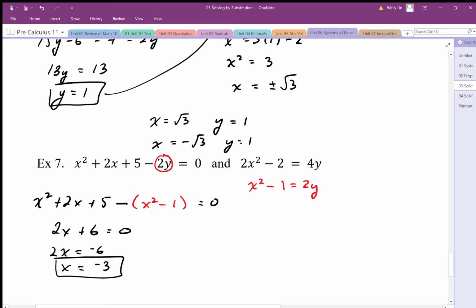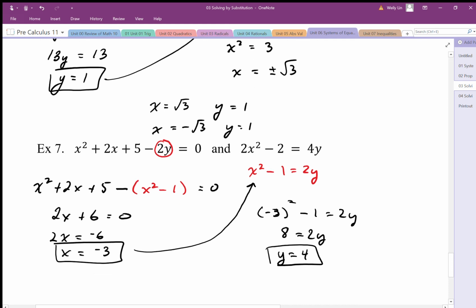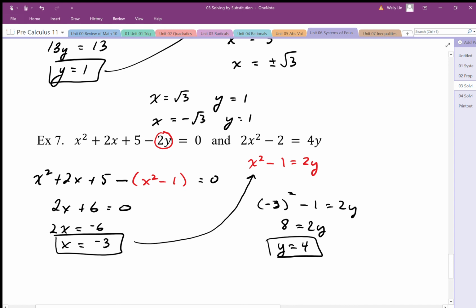Again, make sure that we solve for the y variable as well. And I can do that by plugging into this equation here. So I end up with negative 3 squared minus 1 equals 2y. This becomes positive 8 equals 2y. It looks like there's just the one solution at x equals negative 3, y equals positive 4.